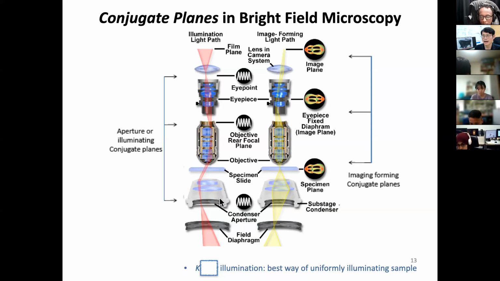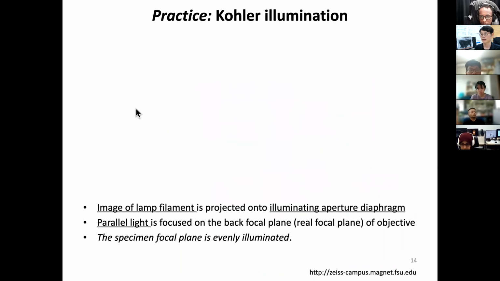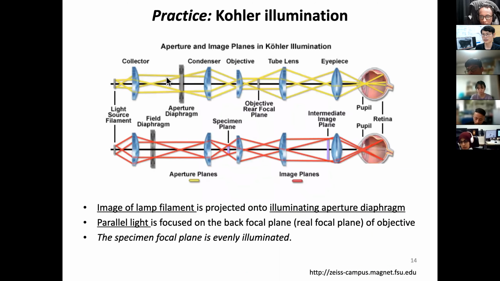Okay, so this way of aligning especially the illuminating path, to make it uniform, was devised by the German scholar called Köhler. So this is why I call it Köhler illumination. It's uniformly illuminating the sample. So when you take off this eyepiece, you will be able to see the filaments. That's how Köhler illumination is done. Okay, so this is an iteration of Köhler illumination.